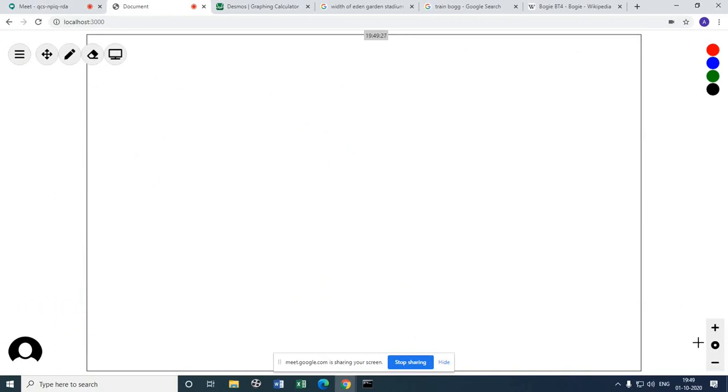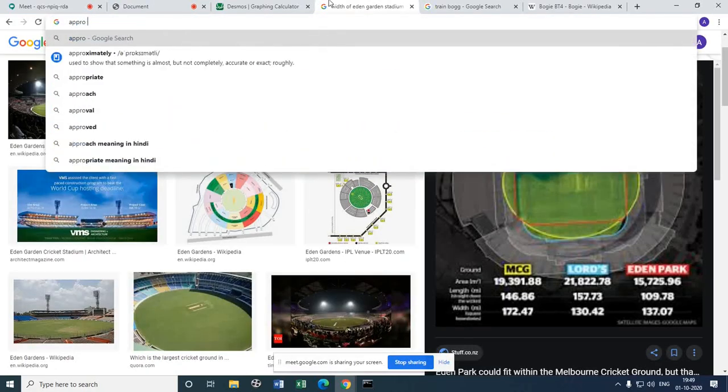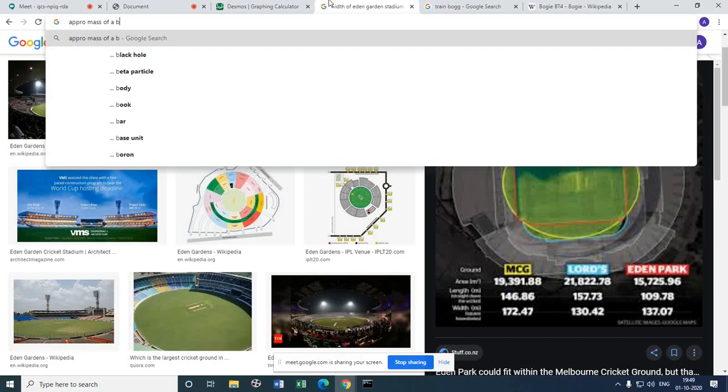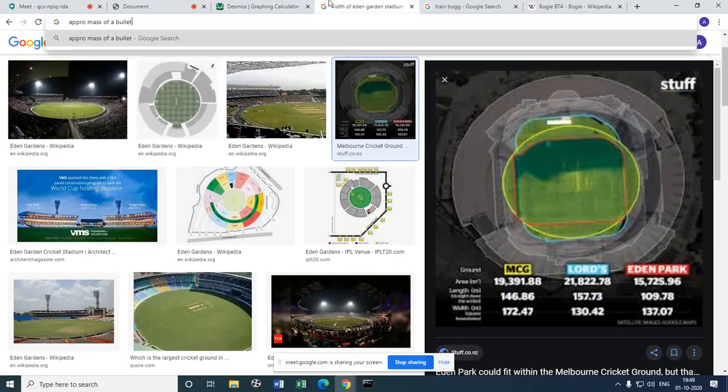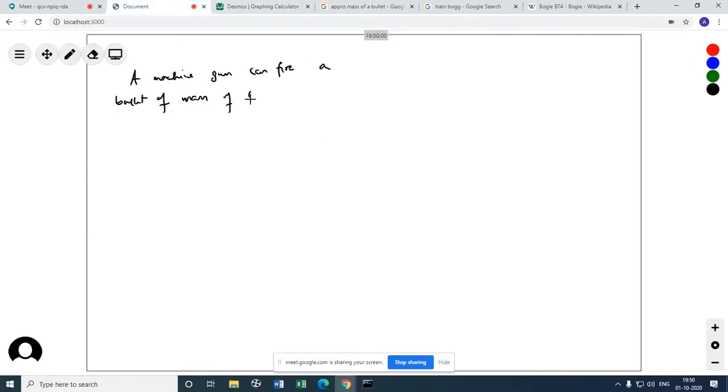Another question. Now you write: a machine gun can fire a bullet of mass. Let us see how much is the mass of a bullet. Approximate mass of a bullet, 50 gram. Mass of 50 gram. Okay.